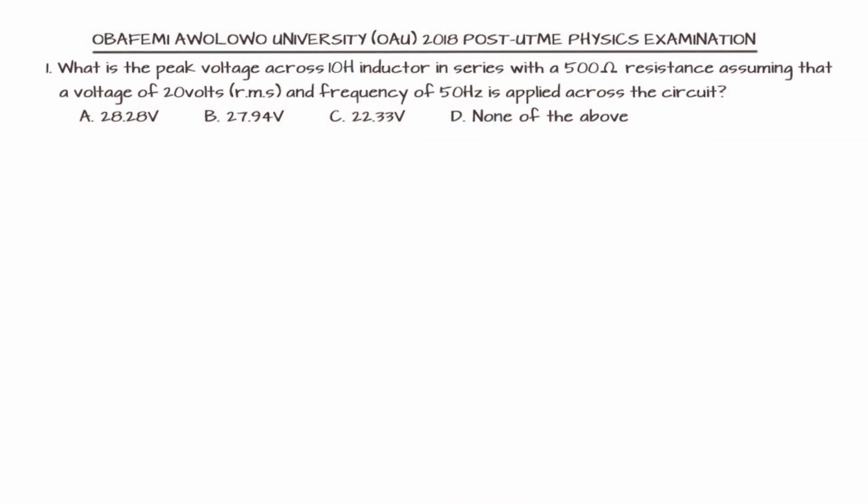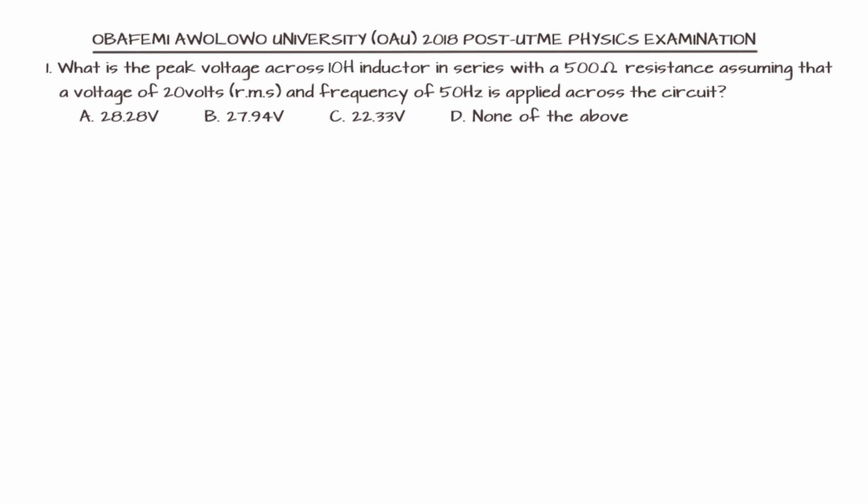So here in this question, we are asked, what is the peak voltage across a 10 Henry inductor in series with a 500 ohm resistance, assuming that a voltage of 20 volts, that's the root mean square voltage, and frequency of 50 hertz is applied across the circuit.